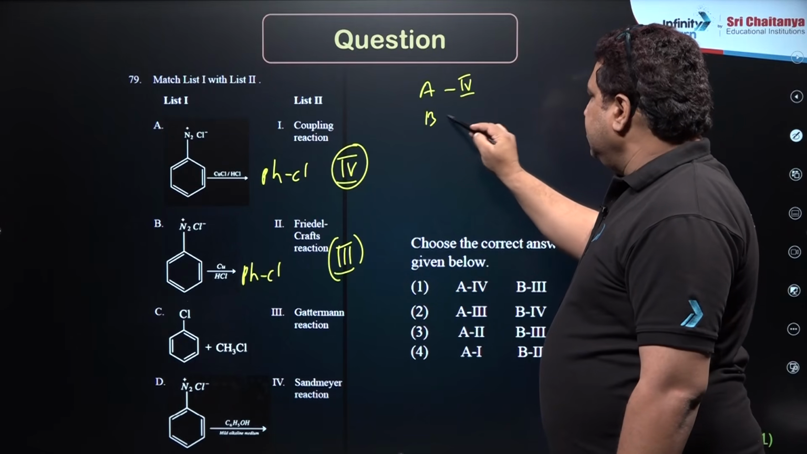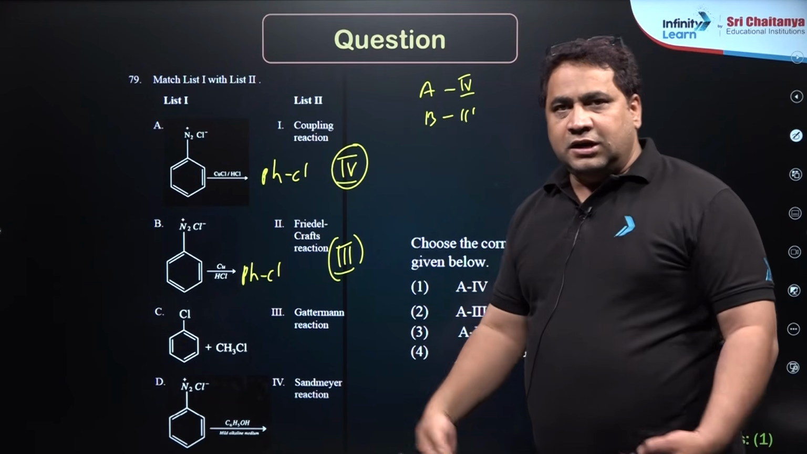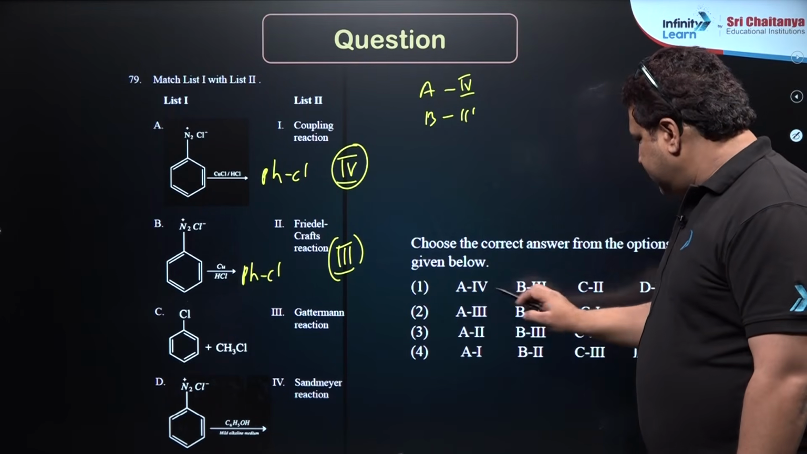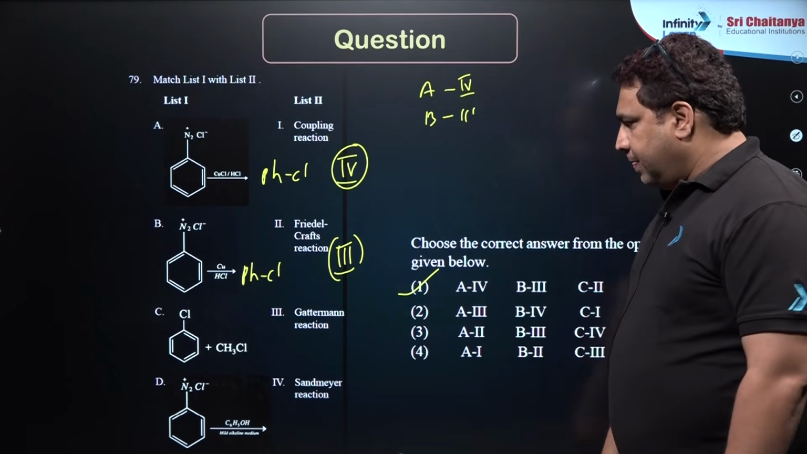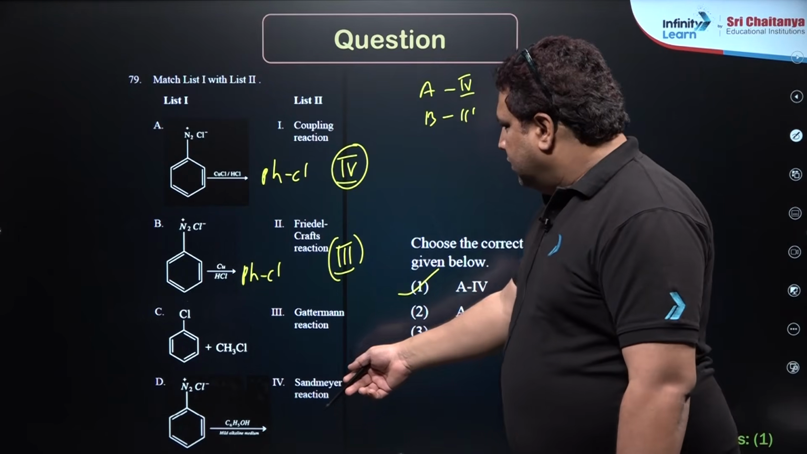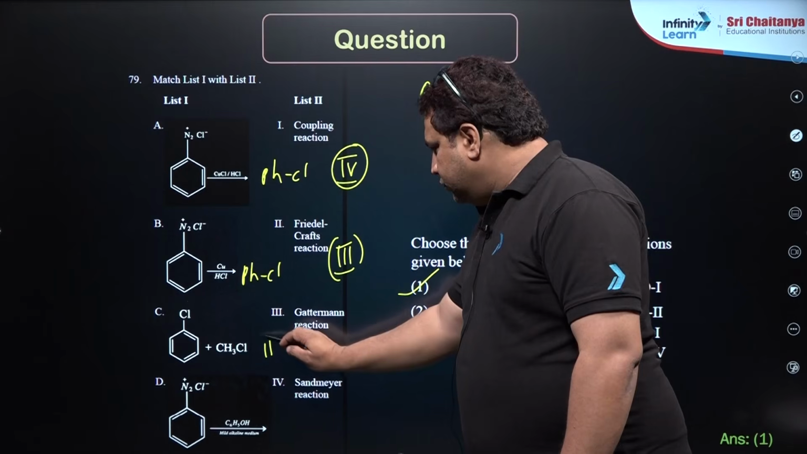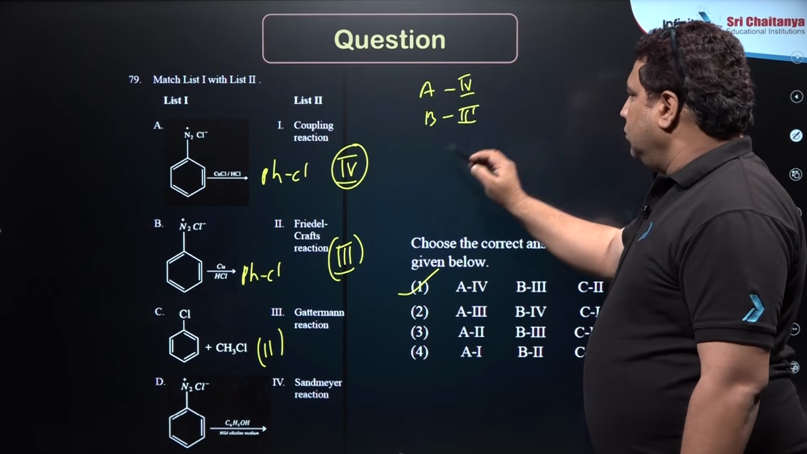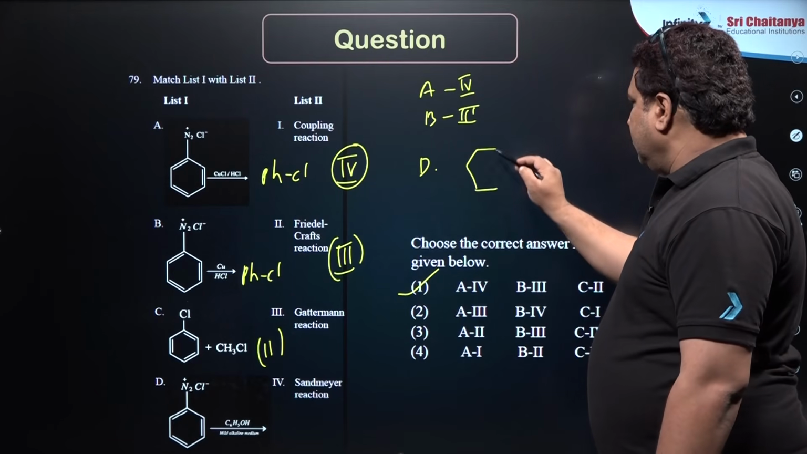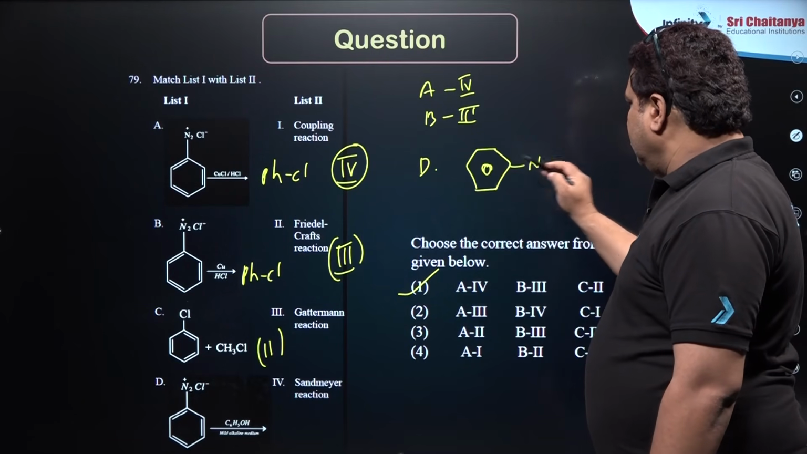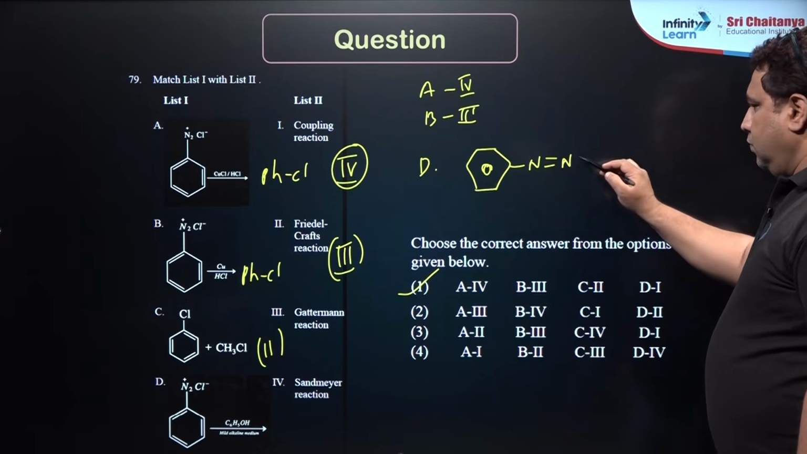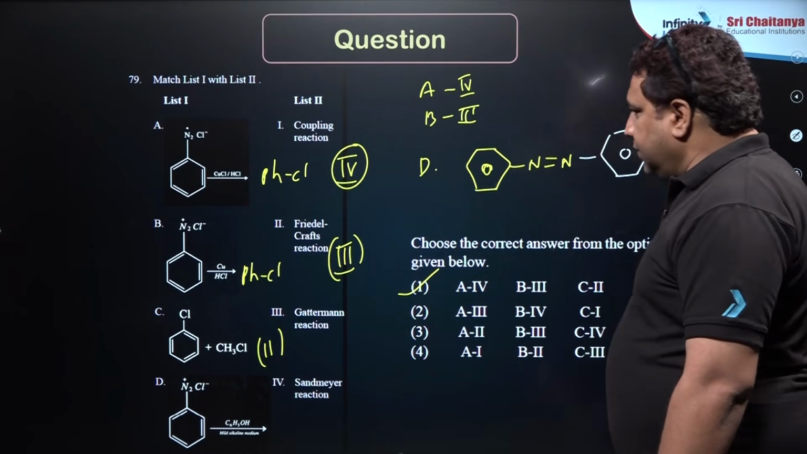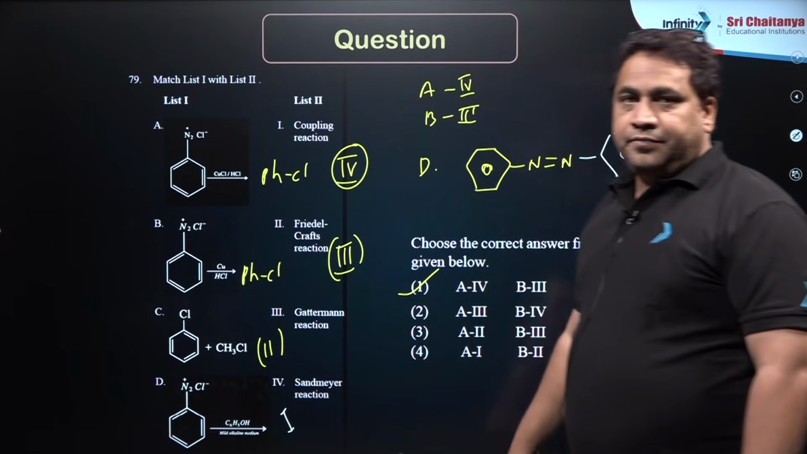A4, B3. In the examination of your NEET, directly you can write the answer. How? A4, B3. Directly you can see A4, B3 is here only. But I will show you complete. Here methyl chloride, okay, Friedel-Crafts reaction. This is 2. This is coupling reaction. In option D, coupling will happen, option 1.